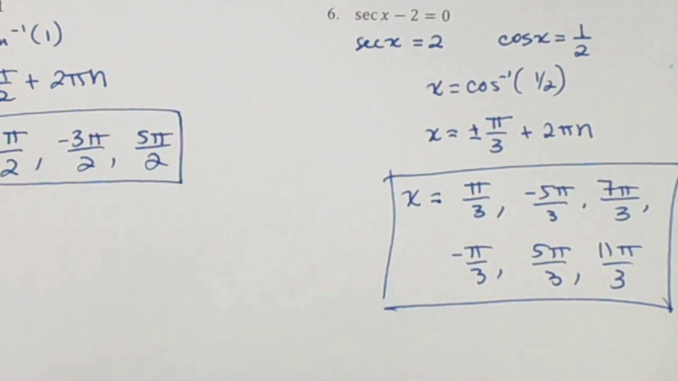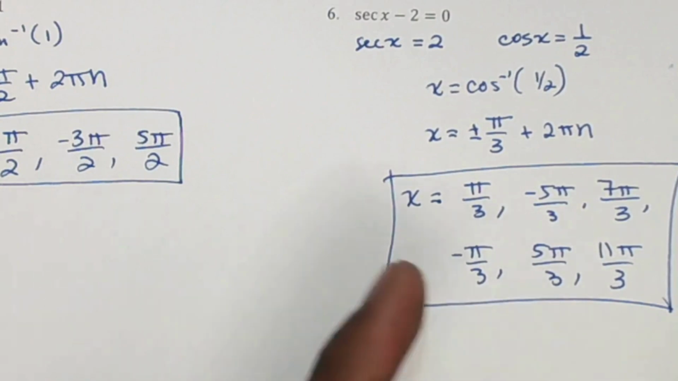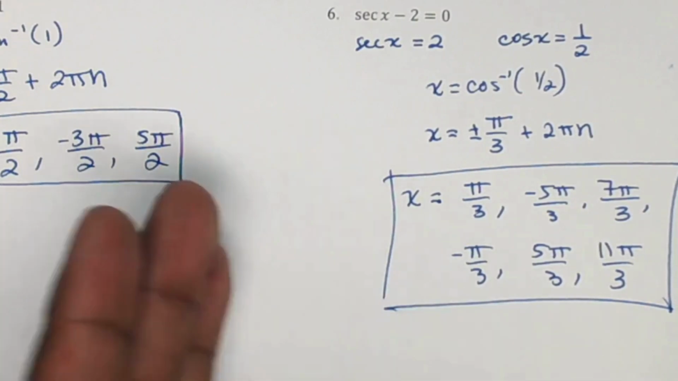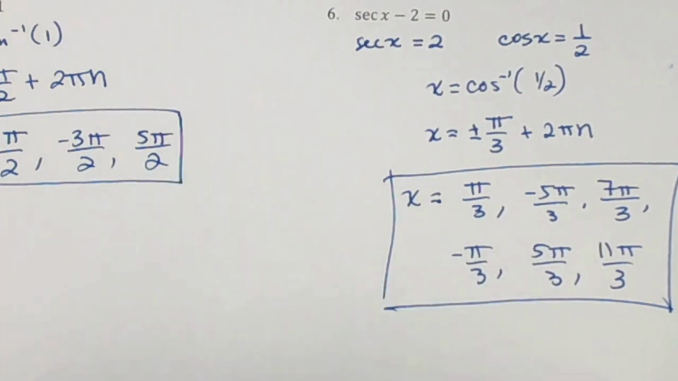Now, some of y'all might notice that, oh, well, couldn't I do plus or minus pi over 3 and plus or minus 5 pi over 3? Yes, you could have. Now, when I was listing these out, I didn't notice that, so I just wrote them out like this. But in your own work, if you realize that, you can put plus or minus in there.